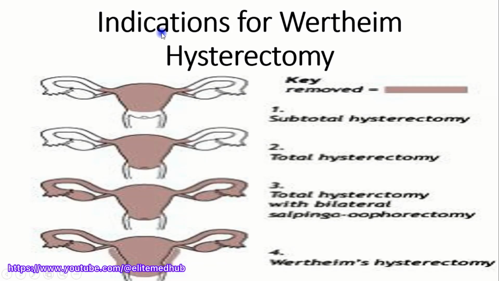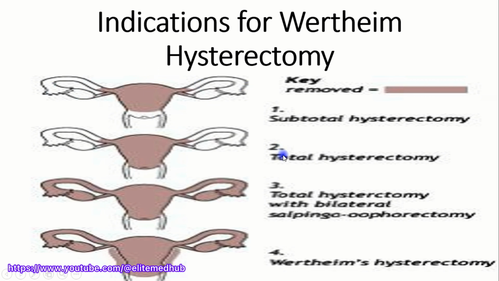Today we're going to be looking at the indications of V times hysterectomy. We basically have four types of hysterectomy. The first is the subtotal hysterectomy, which involves the surgical removal of the uterus, that's the body of the uterus, leaving behind the cervix, the upper part of the vagina, the fallopian tubes, as well as the ovaries.